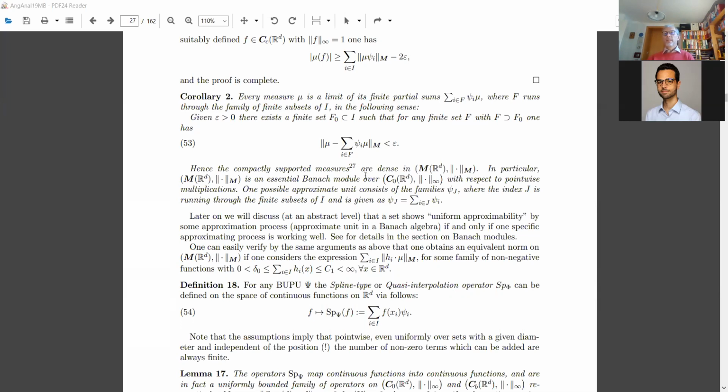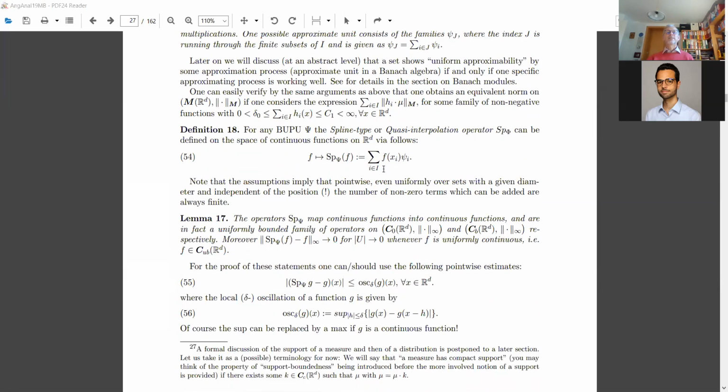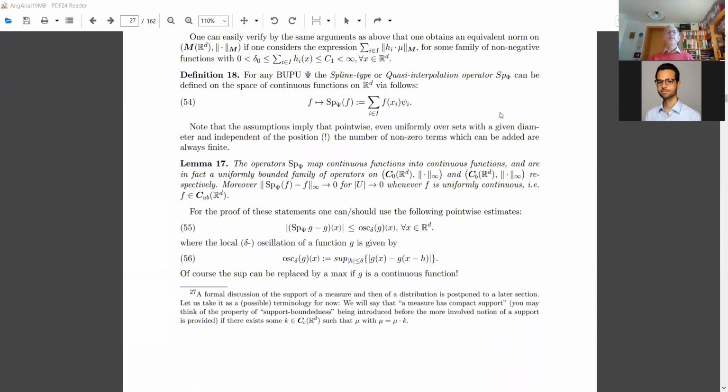Now, I will use, and I think it's good for you to see it today, and then we will go back with these partitions of unity later on. Also with the term of a discretization, spline approximation operator. So definition 18 is using now these partitions of unity not at the level of measures, but at the level of functions.